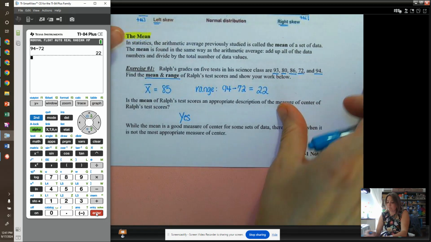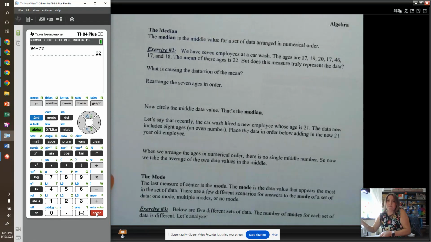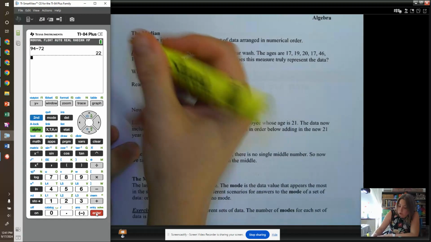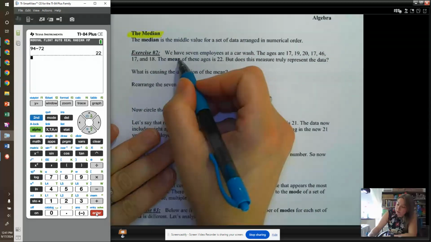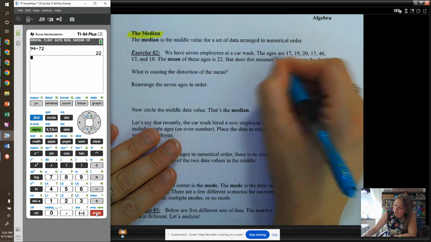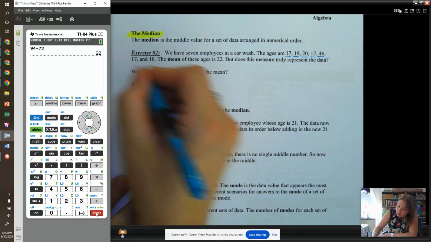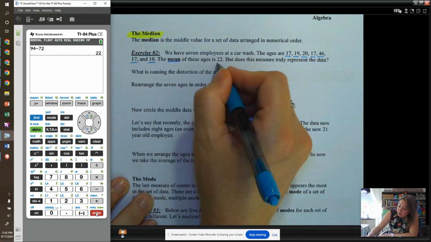Okay. Now, let's move on and talk about the median. So the median is the middle data value when we arrange our test scores in order, largest to smallest. All right, so let's see. If we look at 7 employees at a car wash, and their ages are 17, 19, 20, 17, 46, 17, and 18. Woof! It says the mean is 22.